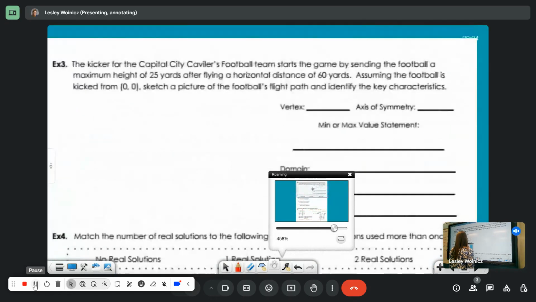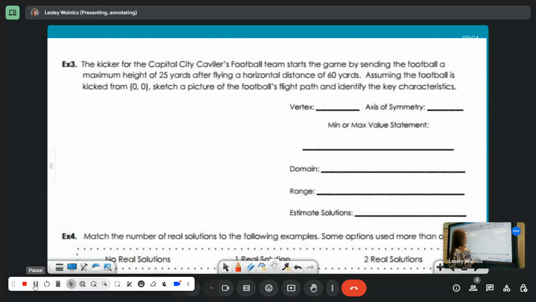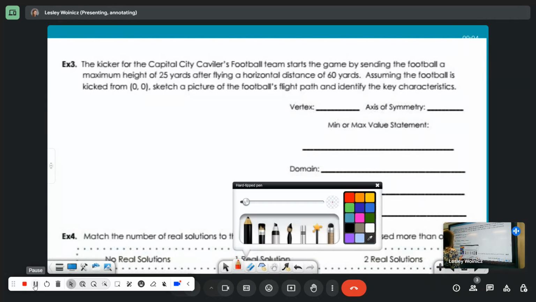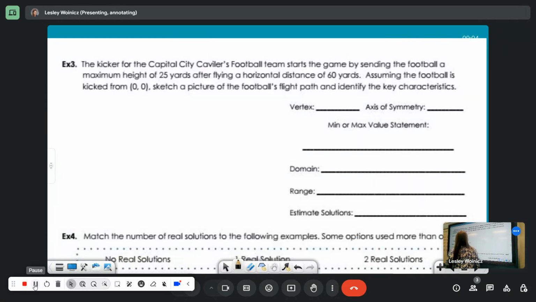All right, this is going to be faster. I don't know much about football. Someone else made this problem for me. The kicker for the Capital City Cavaliers football team starts the game by sending the football a maximum height of 25 yards, after flying a horizontal distance of 60 yards. Assuming that the football is kicked from 0, 0, sketch a picture of the football's flight path and identify the key characteristics.